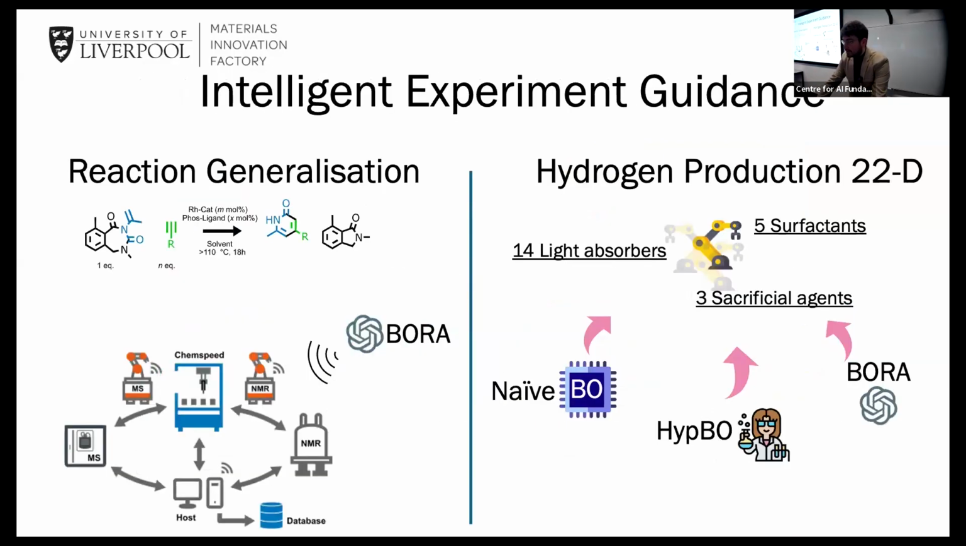What I'm really excited about is that we're actually now testing this in the lab. Based on a recent Nature paper from the group on a new automation combination of different robots, we're testing that and we're guiding that through Bora now. We're testing it on a reaction generalization problem. And also we have a more scaled up version of this previous hydrogen production problem. We tested all these approaches, but now we're doing it in the lab in a much bigger space.